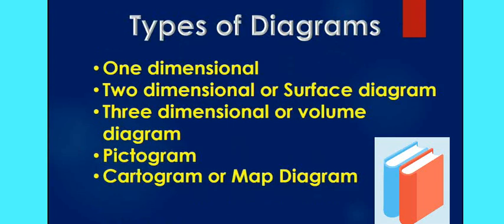So the types of diagram. Here we have one-dimensional, two-dimensional, three-dimensional, pictogram and cartogram. Cartogram's other name is map diagram. Now let's see them one by one.